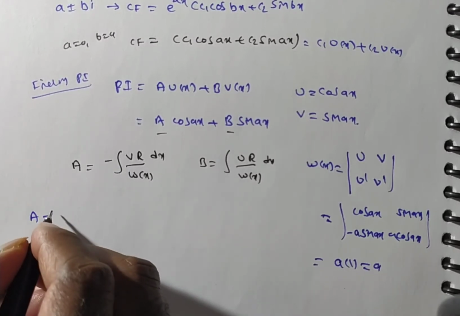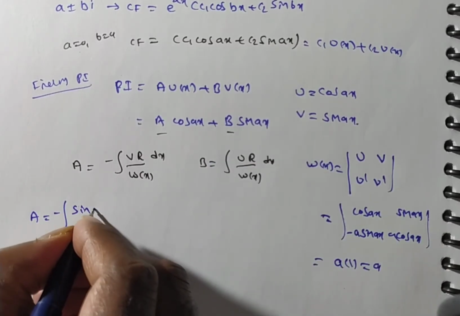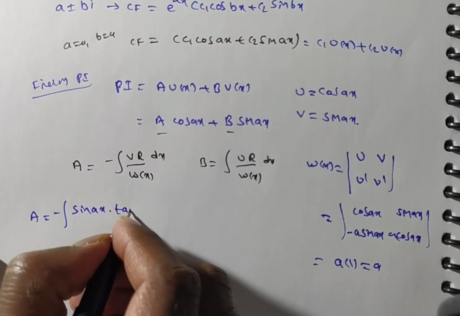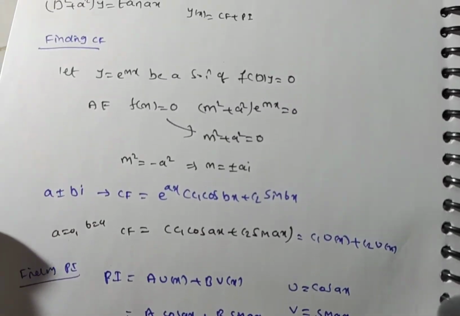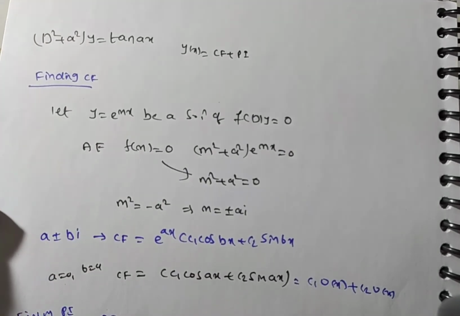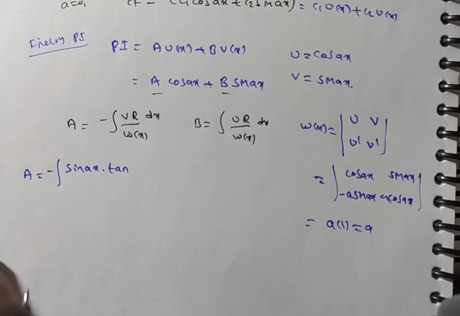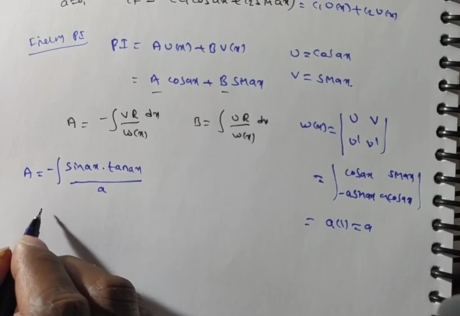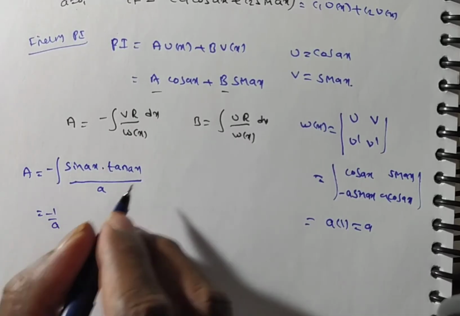Now substitute the w of x, v and r values to get A of x. Minus integral of, what is v? v is equal to sin ax. What is the r of x? r of x is given in the problem, the right side of f of D into y is equal to q of x, that is tan ax. Now r of x is tan ax divided by w of x, which is a. So you can write 1 by a outside, so we have minus 1 by a.